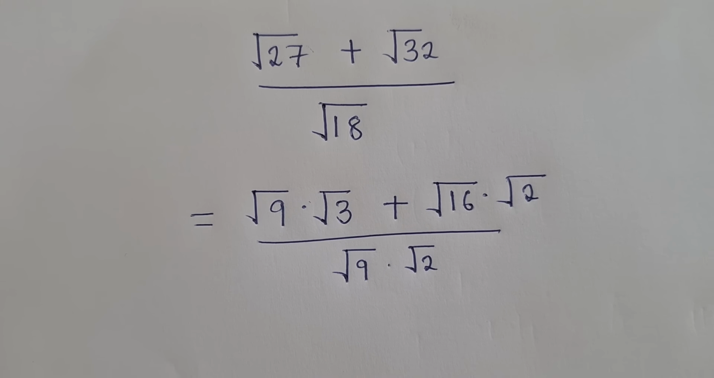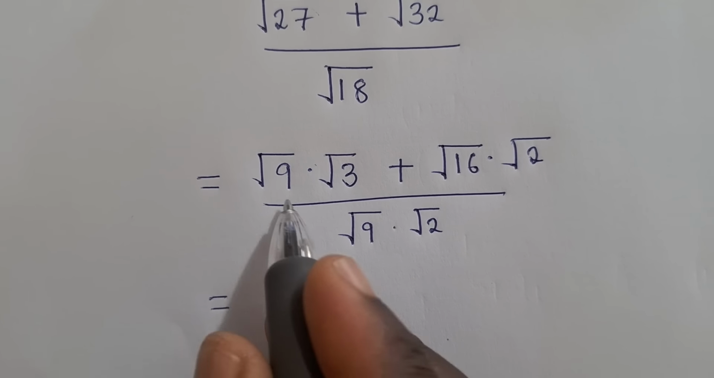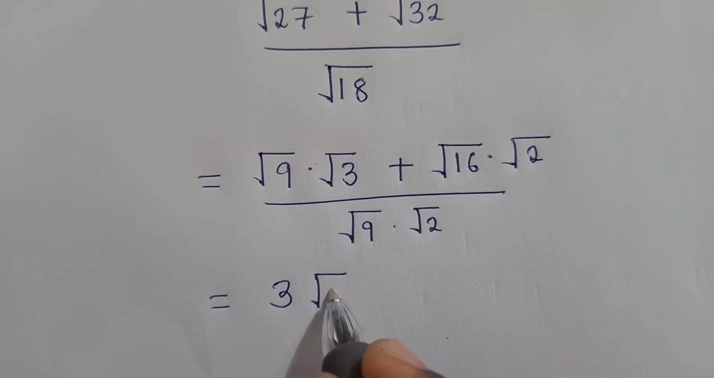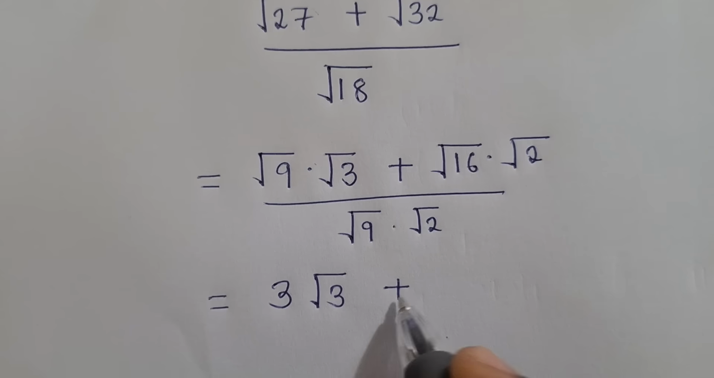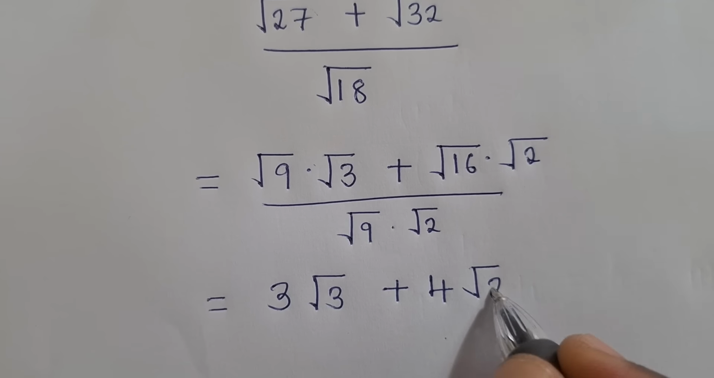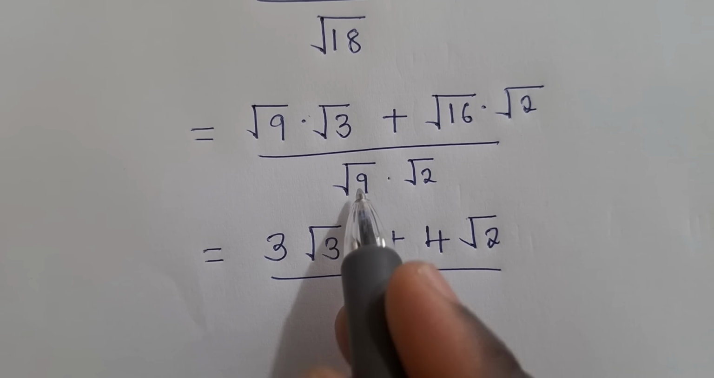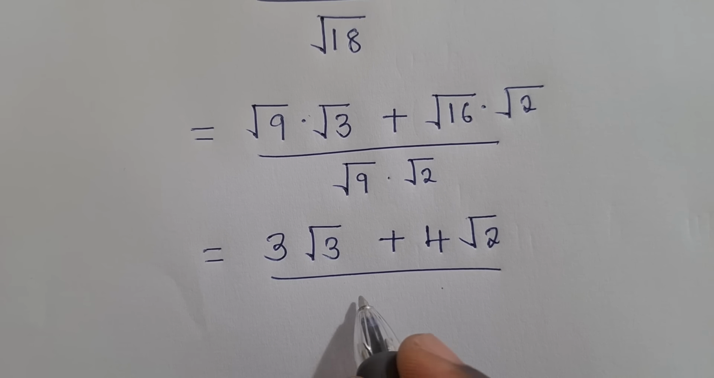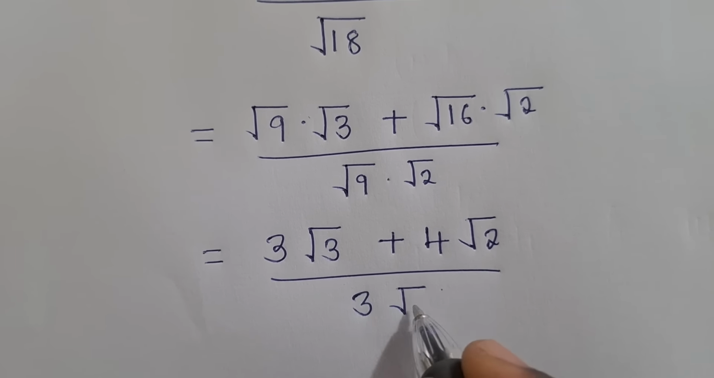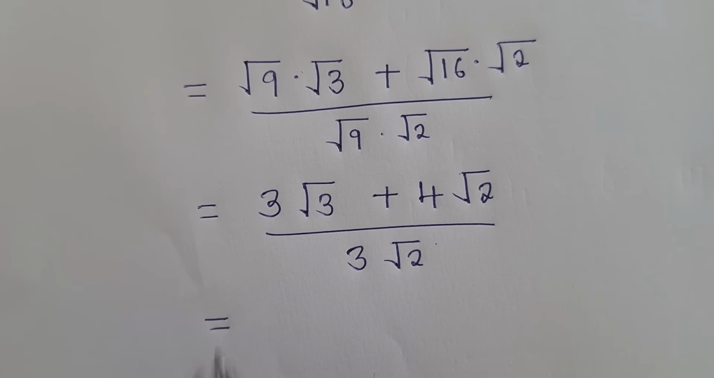All right, so now from this step, we can say equal to, what is the square root of 9? It's a 3. Square root of 9 is a 3. And here we've got a 3 plus square root of 16, it's a 4. We've got a 2 right over here. And then we say over square root of 9, it's a 3. Then square root of 2.